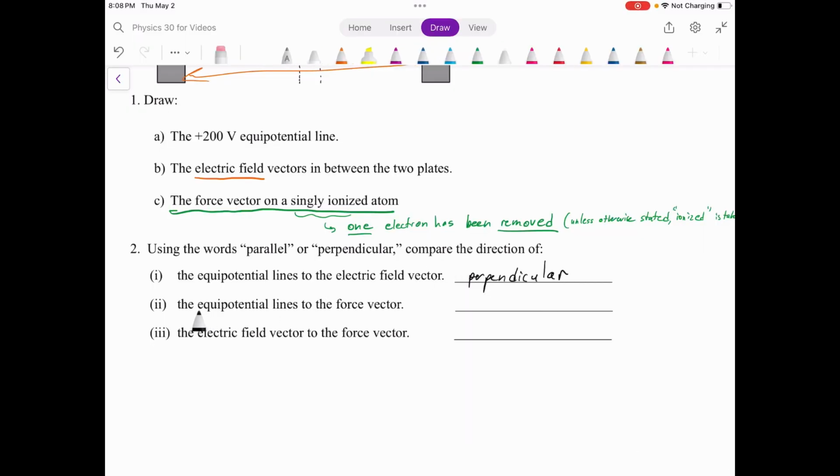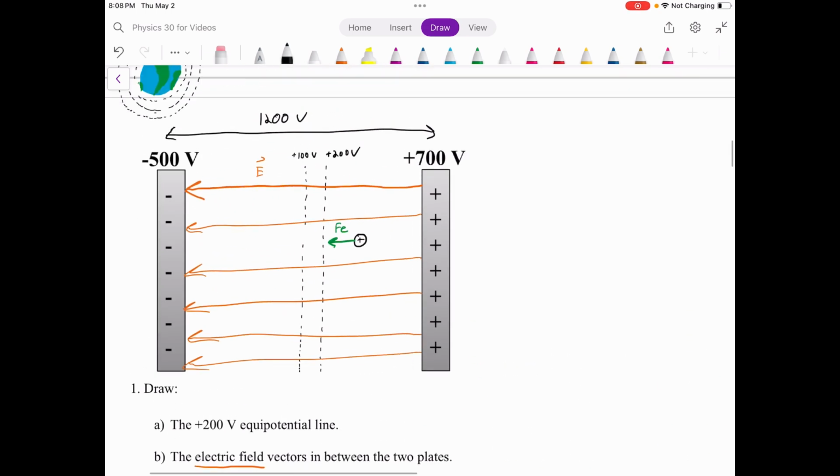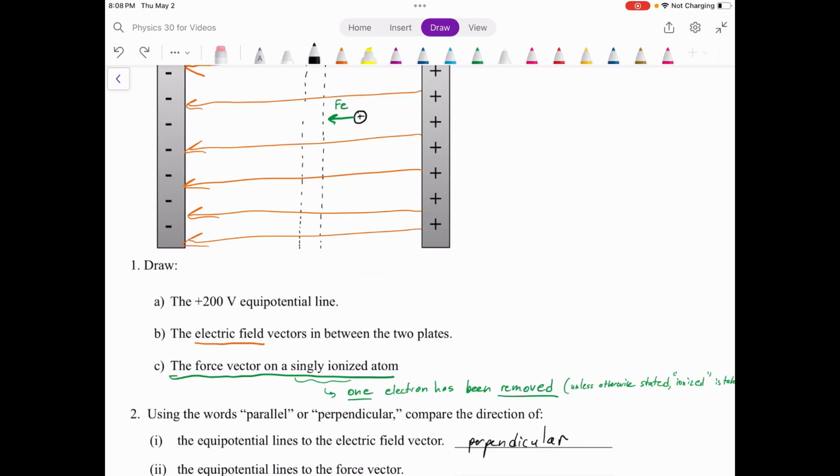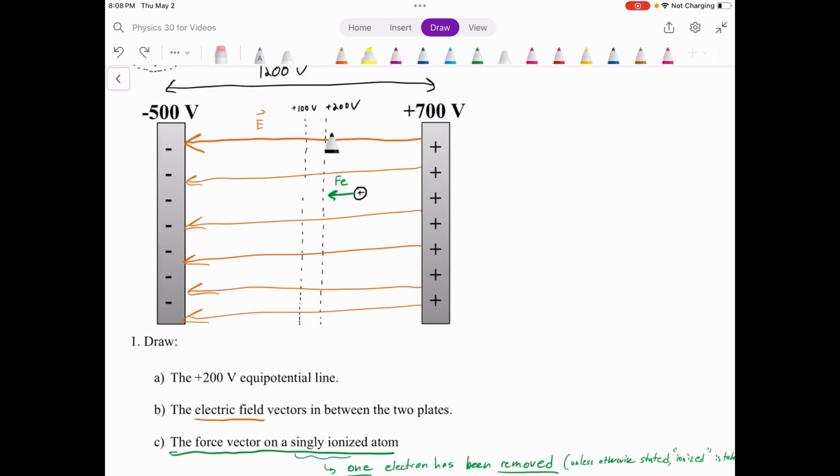All right, next up it asks us about the direction of the equipotential lines to the force vector. Well, unsurprisingly, those are also perpendicular, right? 90-degree angle. Again, that makes sense because if the equipotential lines are perpendicular to the electric field, the force vector is always in the same axis as the electric field. It might be in the same direction as the electric field for a positive test charge, or in the opposite direction for a negative test charge. But either way, it's still in the same axis.